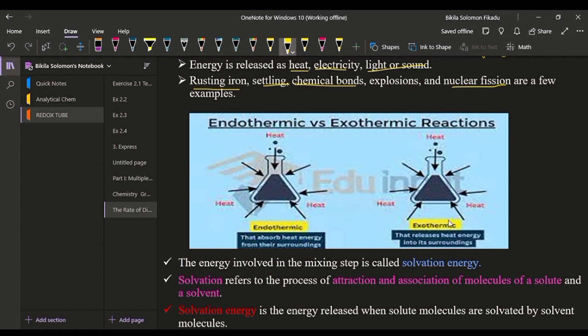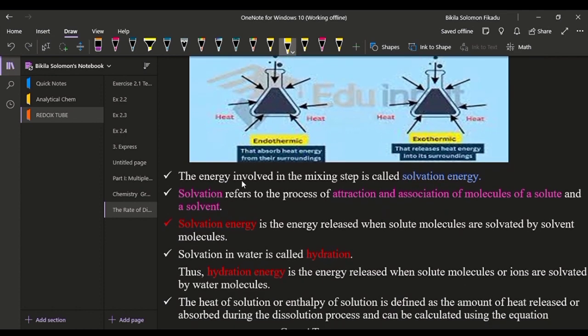So endo means absorb, exo means release or released heat energy jechuudha. So the energy involved in mixing step is called solvation energy.